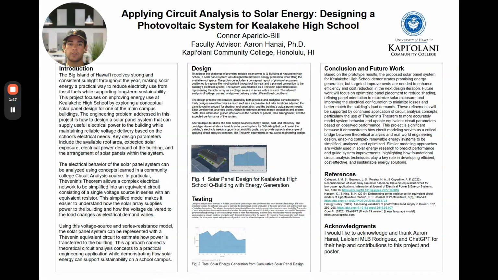A design was considered successful if the system generated enough energy to fulfill the building's needs or more than necessary. In either case, this indicated that the solar panels were producing enough electrical energy to justify the cost of their implementation. By repeating this process after each design revision, the solar panel layout and system configuration could be refined to improve both performance and cost effectiveness. As you can see in Figure 2, the total solar energy generation from the cumulative solar panel design is shown.